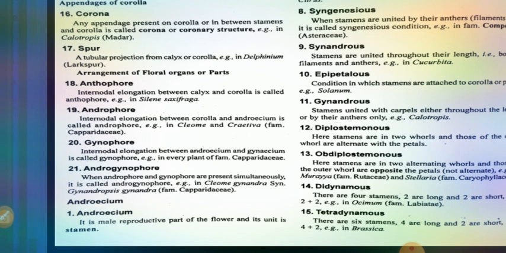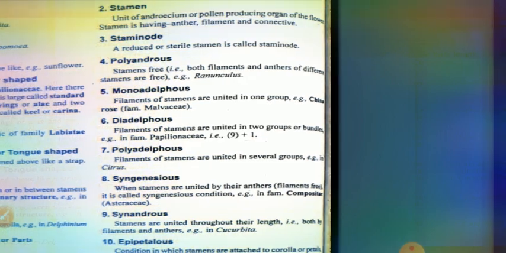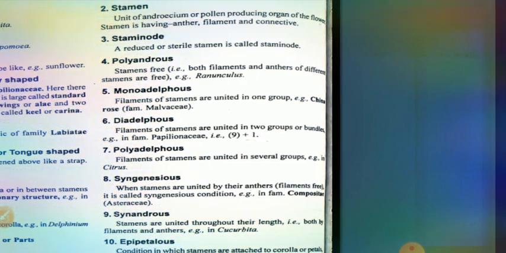So, in case of the androecium, this is the male reproductive part of the flower, and gynoecium means this is the female reproductive part of the plant. And here is the stamen. Stamen is the unit of the androecium. It consists of the anther, filament and the connective. Then staminode means a reduced or sterile stamen is known as the staminode.